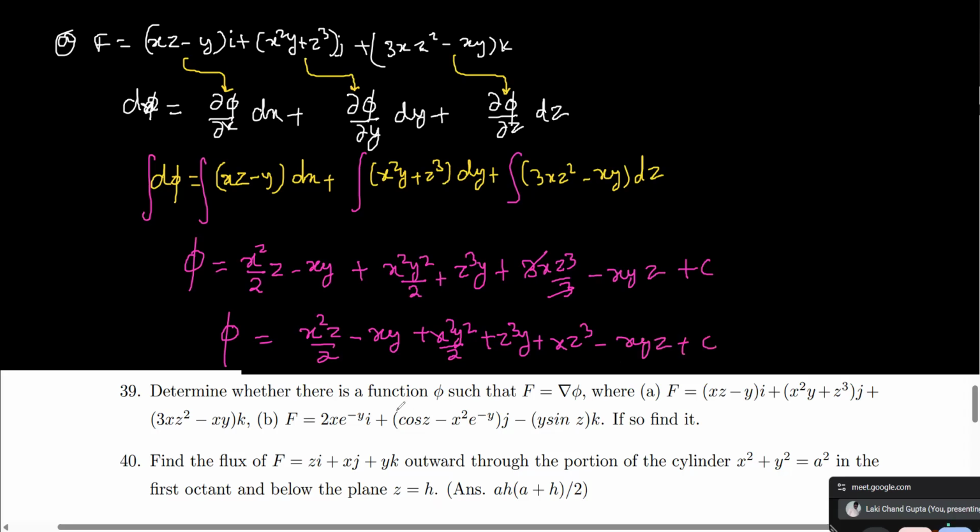Okay. Can you do this part? This is a similar part.